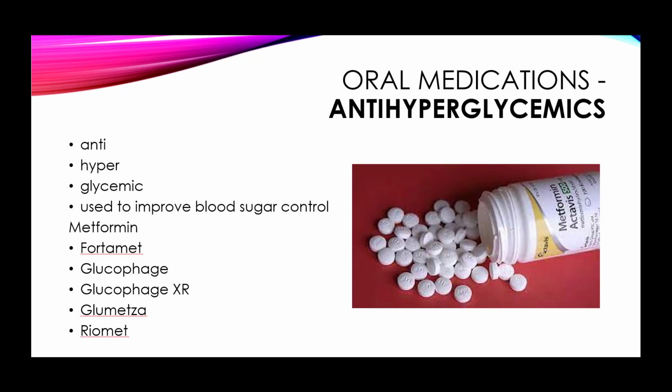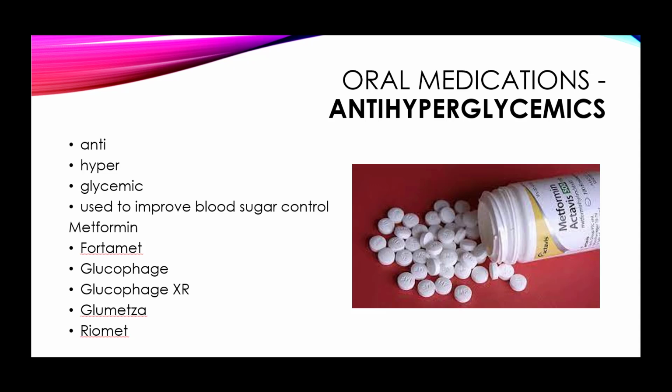All right, now we're going to take a look at oral medications that are anti-hyperglycemics. So what are anti-hyperglycemics? Well, we can break down the word to figure out what it means. We know that anti means against, hyper means too much or elevated, and glycemic is the presence of glucose in the blood. So anti-hyperglycemics are used to improve blood sugar control.